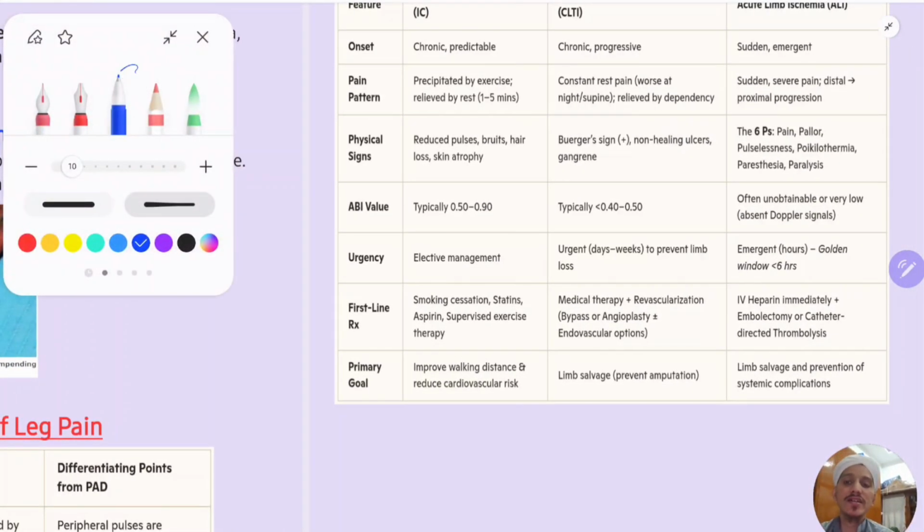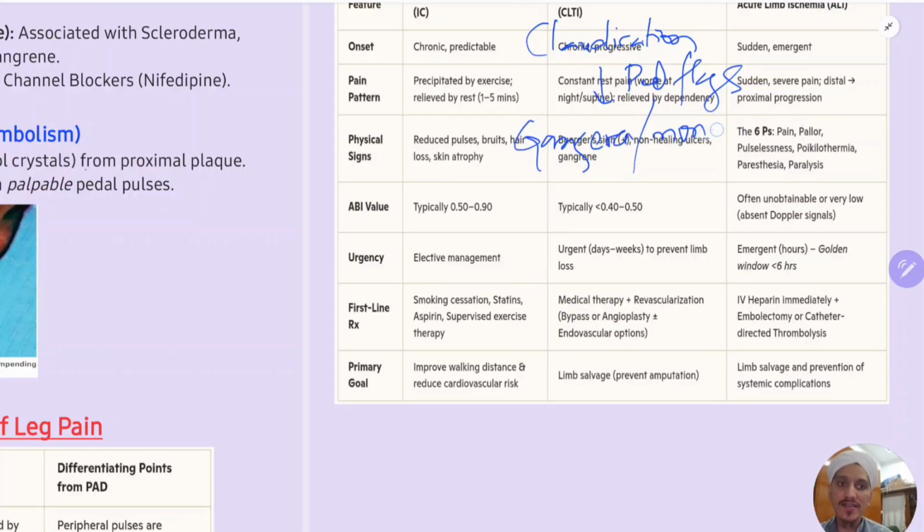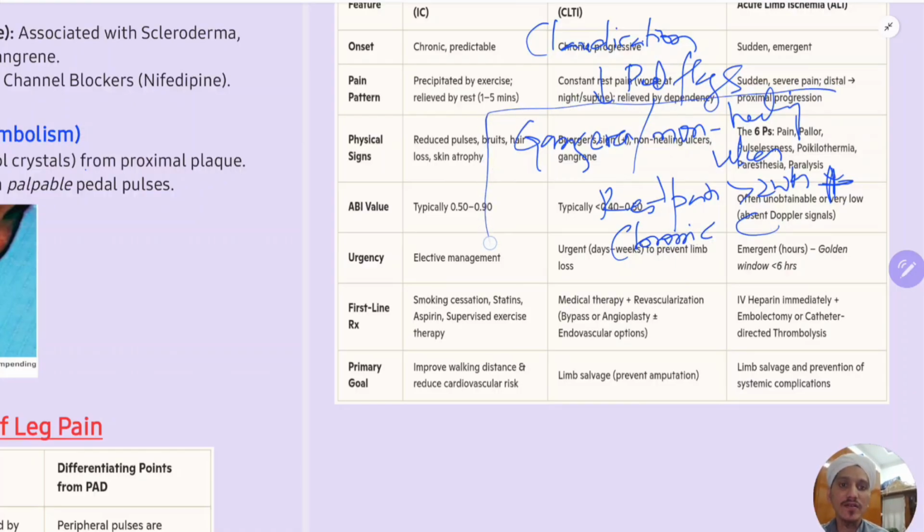So a patient comes with claudication pain. Rule out red flags. What are the red flags? Whether there is gangrene or a non-healing ulcer in this patient, or rest pain for more than 2 weeks, plus a history of chronic claudication. So these are the red flags. Rule these out. Once they are ruled out, that means the limb is not in critical limb ischemia or acute limb ischemia.